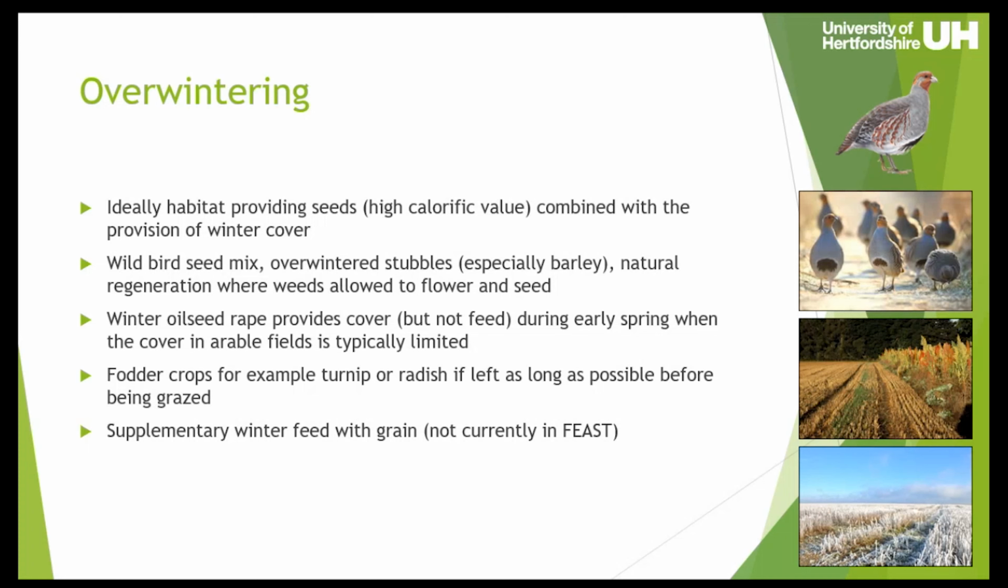That's an agri-environment scheme. There are other options available, things like fodder crops, for example, turnip radish, if they're left for a long time before they're being grazed. And there is also the option to supplementary feed with grain. That's not currently available in FEAST. That's something we're potentially looking at. These optimal habitats, score of 1. But those three, so the nesting, the forage and the overwintering, need to be within sufficient spatial proximity to each other within a given area to supply all the requirements for the grey partridge to complete its life cycle. Next slide, please, John.